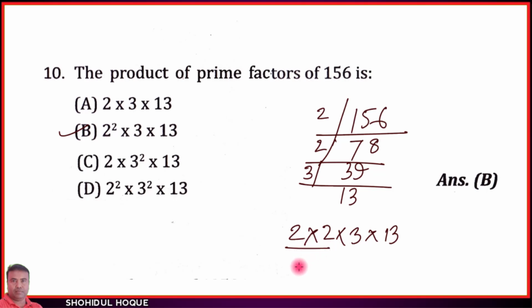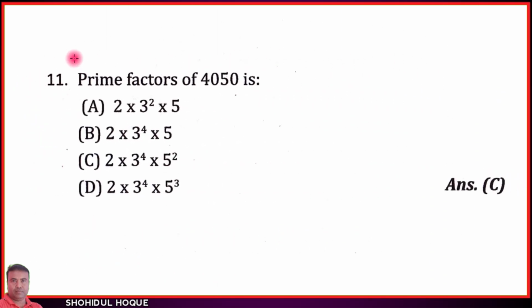We should write in the power form. So 2 square into 3 into 13. See, it is exactly option B, 2 square into 3 into 13. Alright. Next question number 11.